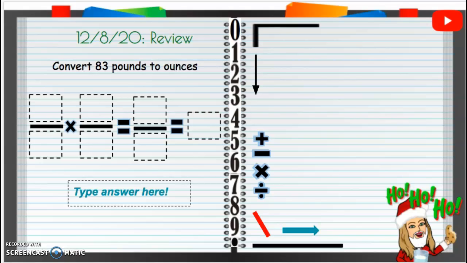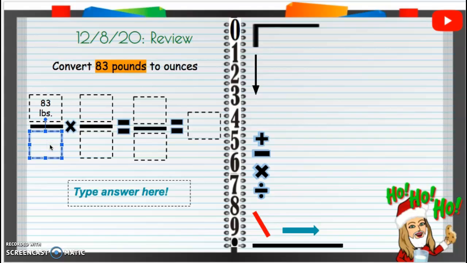December 8th, 2020 review. Convert 83 pounds to ounces. All right, so the first part, what we're going to do, 83 pounds. So that's what we're starting with. Easy peasy, 83. Now, you can also see pounds written as LBS. So they kind of have that like pounds with a silent. So that's also how you can see pounds.